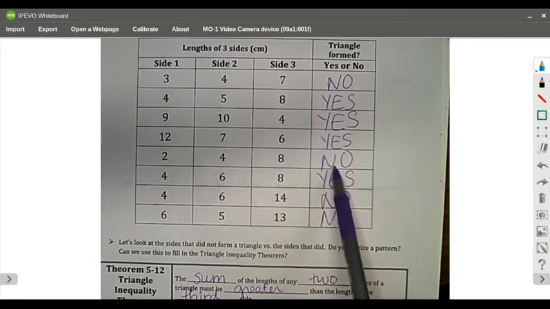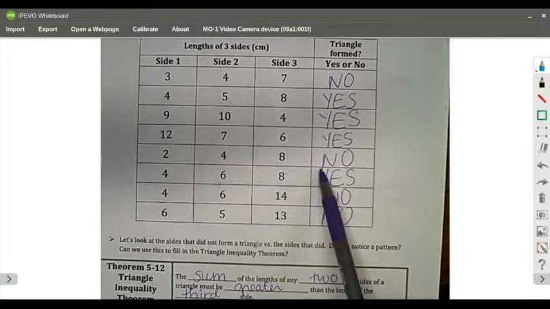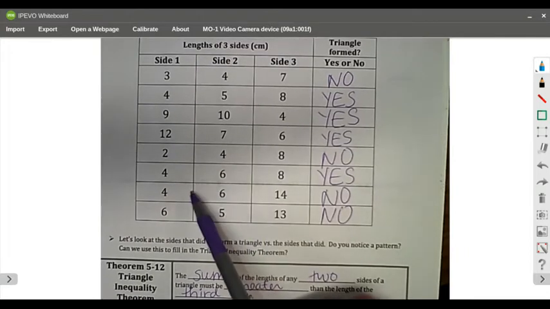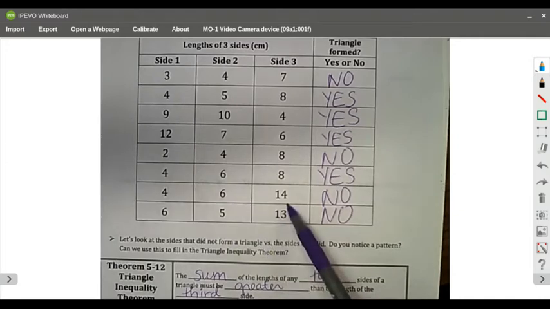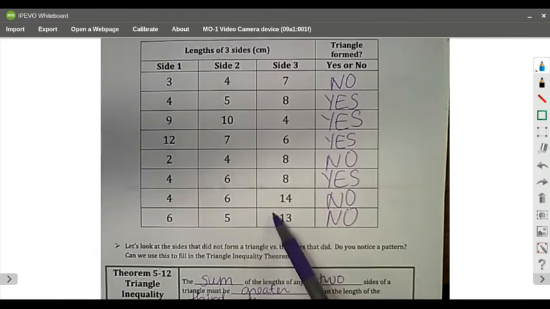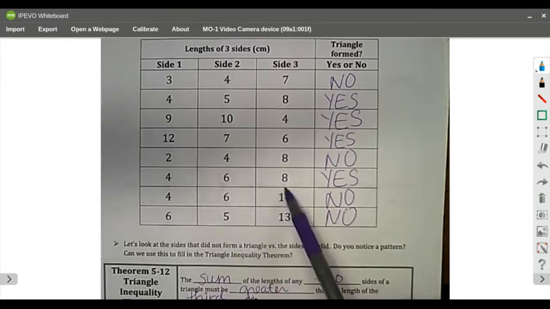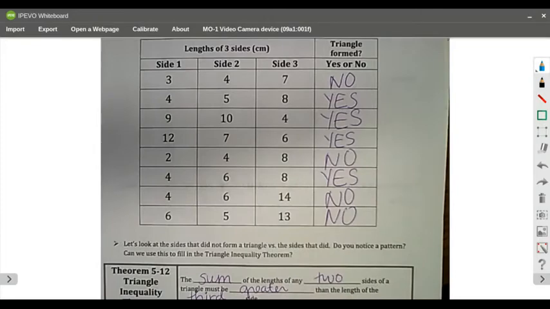Let's look at another no. 2 plus 4 is 6, which is less than 8, so that did not make a triangle. Same thing with 4 plus 6, that's 10, which is less than 14. 6 plus 5 is 11, which is less than 13. But for all the ones that were yeses, 4 plus 6 is 10, which is bigger than 8: the two smaller sides were bigger than the third side. So that's how you know it makes a triangle.